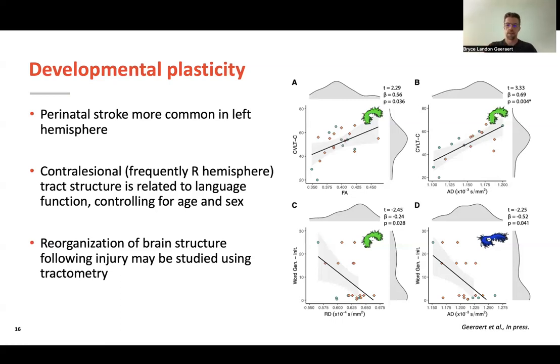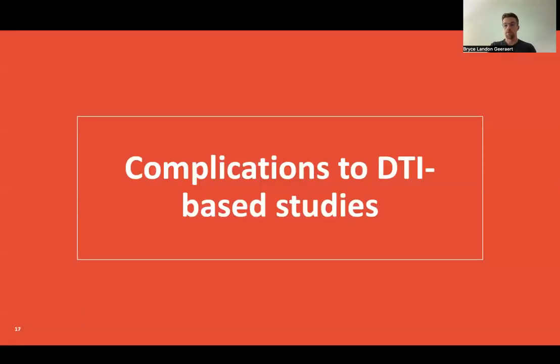So this is an example I want to bring up to talk about differences in tractography, unique reorganization of white matter structure, and also links to behavior. So hopefully that adds a little bit more context to the healthy development trends that I touched on first.